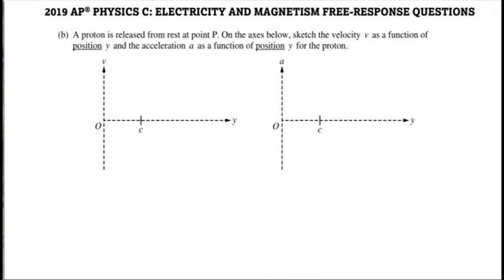For part B of problem number 1, they're telling us that a proton is released from rest at point P, and on the axes below, sketch the velocity v as a function of position y and acceleration a as a function of position for the proton. And they're giving us a couple of graphs here. So we need to sketch velocity and acceleration of a proton as a function of position.